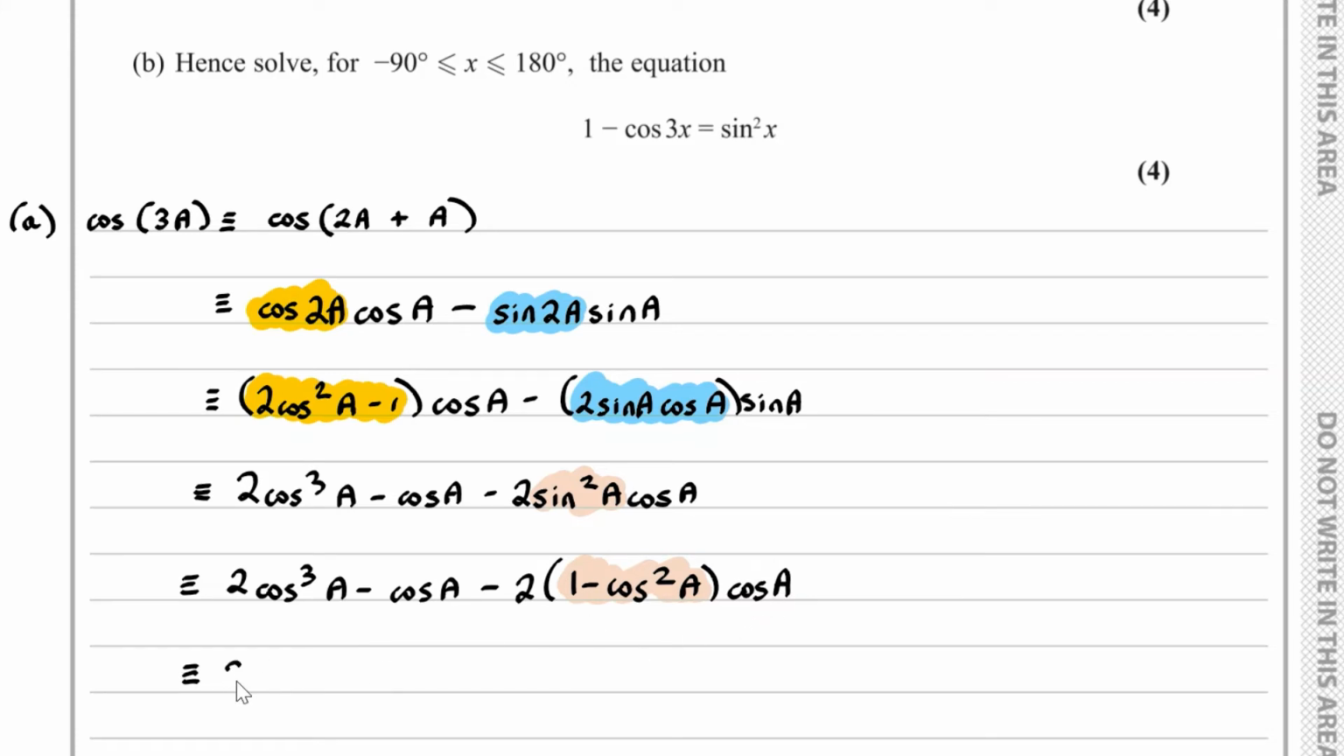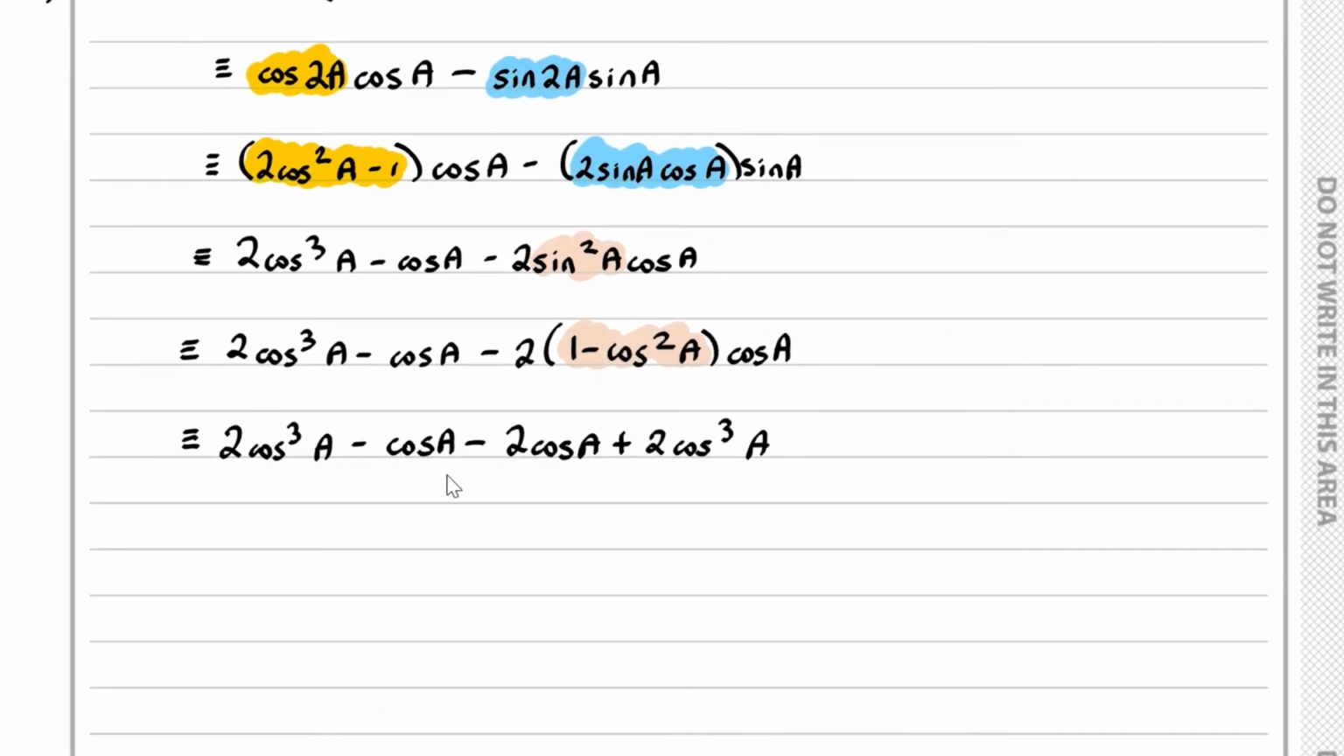So if we expand out even further, we have 2 cos cubed A minus cos A. 2 times by minus 1, that's minus 2, and then we multiply by the cos A. And then minus 2 cos A times by minus cos squared A, that's going to be plus 2 cos cubed A. And if we collect like terms, 2 cos cubed A plus 2 cos cubed A, that's the same as 4 cos cubed A, and then minus cos A minus 2 cos A, that's minus 3 cos A. So that's our result to part A.